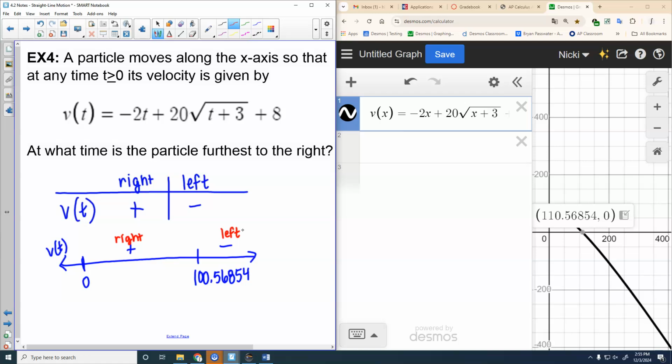So when did it end up being furthest to the right? 110.56854, because it had gone as far right as it was going to go, and then it switched back to left.